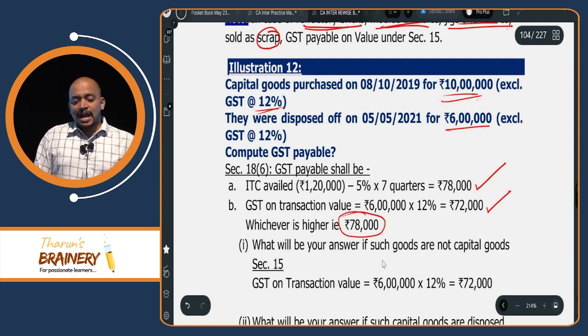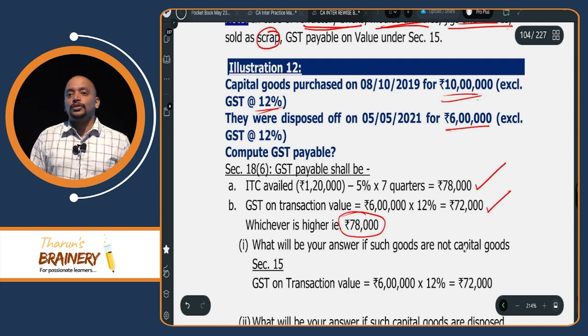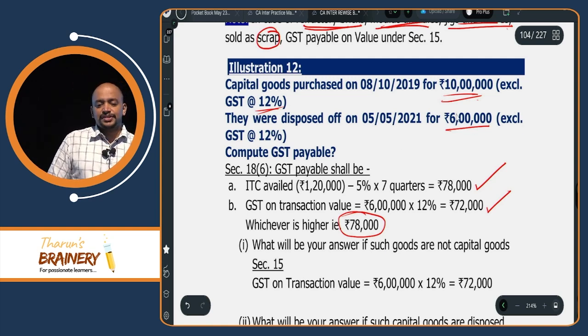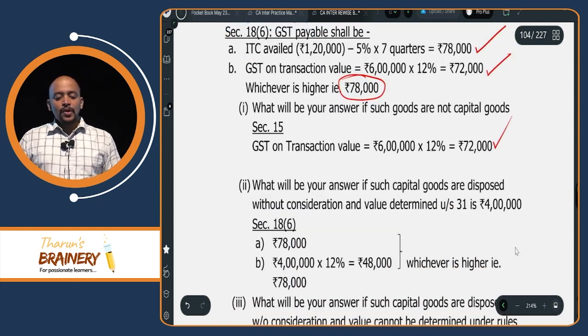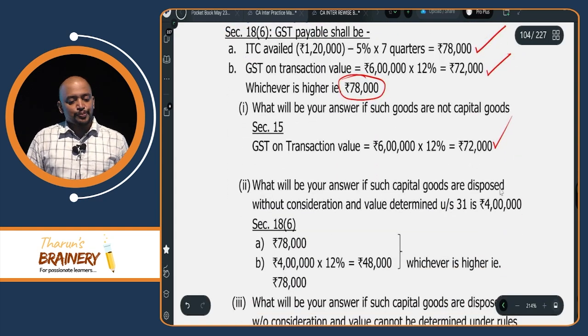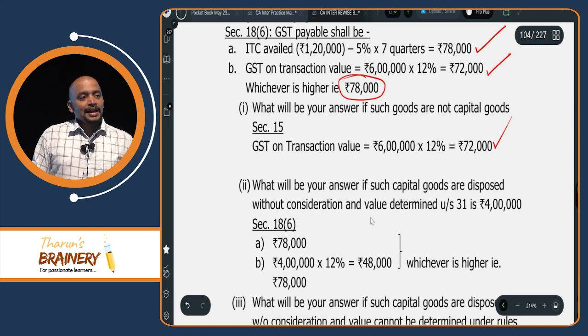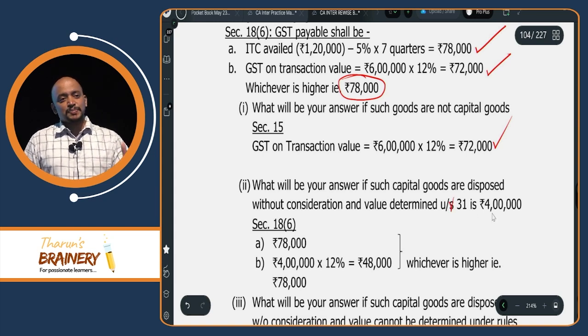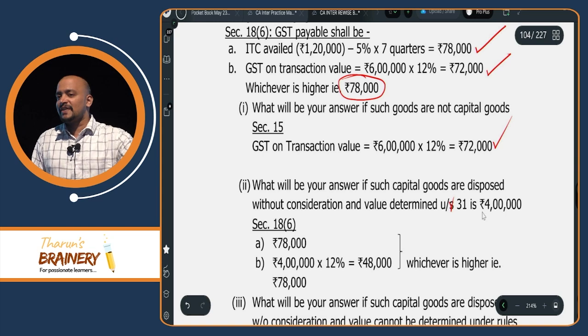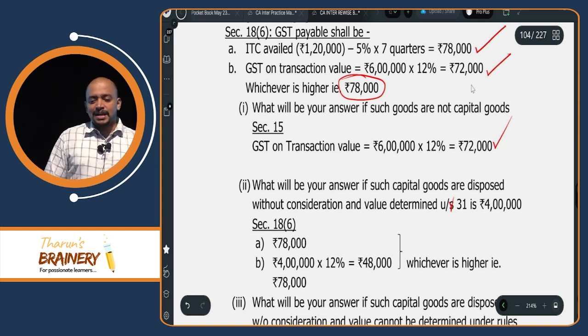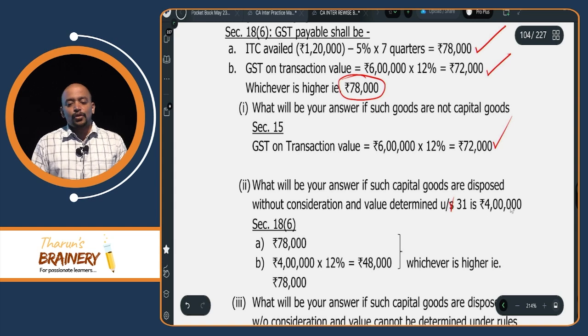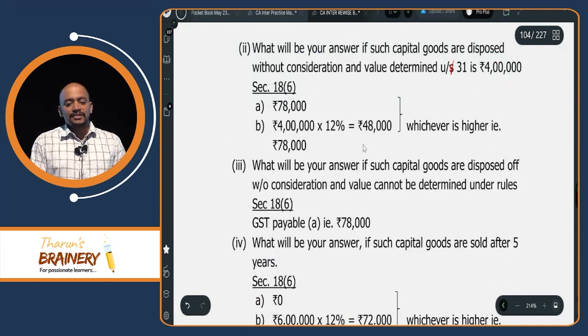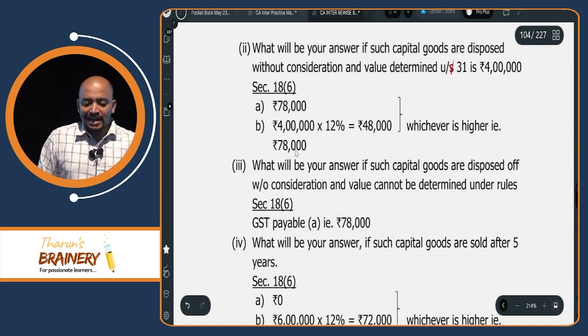Now, what will be your answer if such goods are not capital goods? Then, if it is not capital goods, simple, sale value. What is the sale value? 6 lakhs on the 12%, 72,000 we will pay. What will be your answer if such capital goods are disposed without consideration and the value determined under Rule 31 is 4 lakhs? As per CGST rules, we determine 4 lakhs. Then that rule value will be taken. So therefore, A will be 78,000. B will be 4 lakhs into 12%, that is 48,000. Whichever is higher, 78,000.